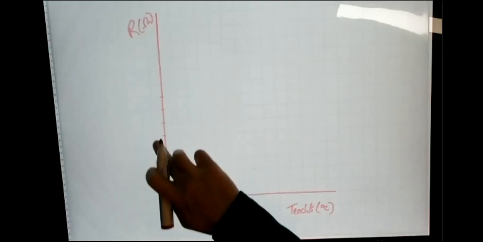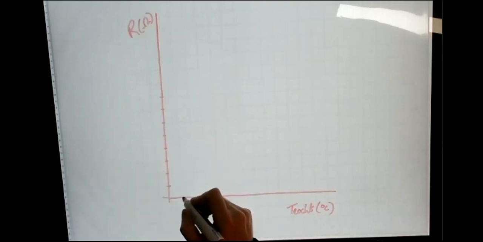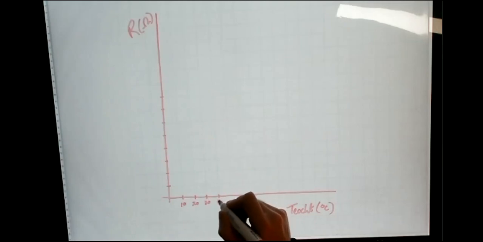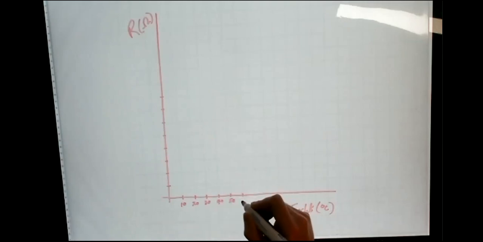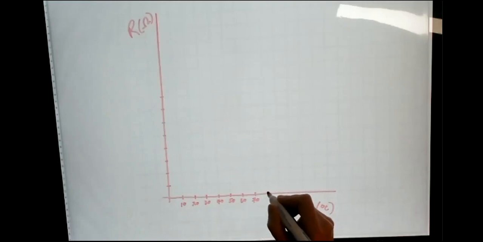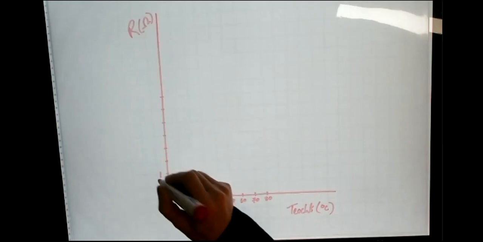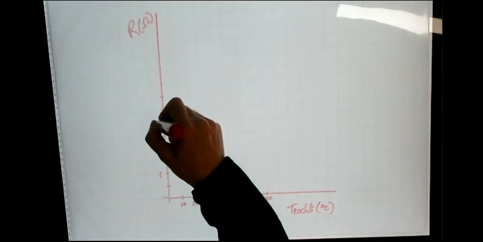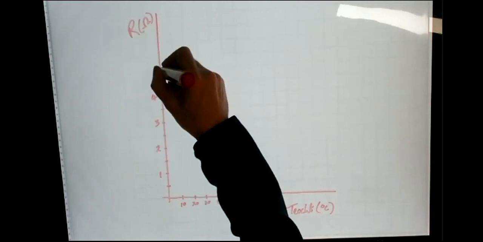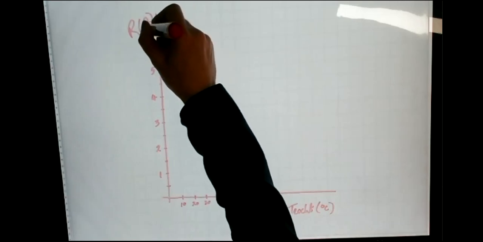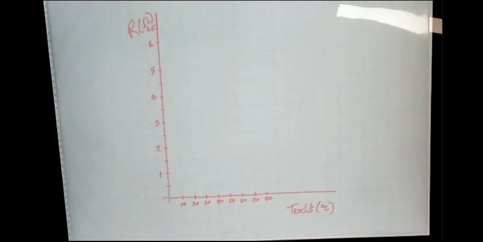So 10, 20, 30, 40, 50, 60, 70, I guess this could be 80 degrees because we got this in tens. Now to front to 4.6, this could be 6.1. So I'm just in 0.5. So here, I guess this could be 6.5. 6.5 ohms. Okay.